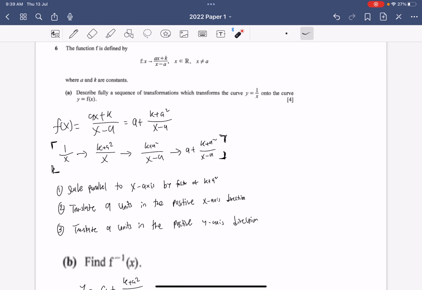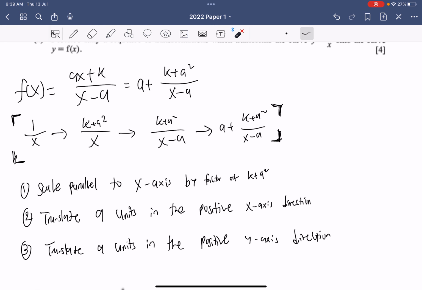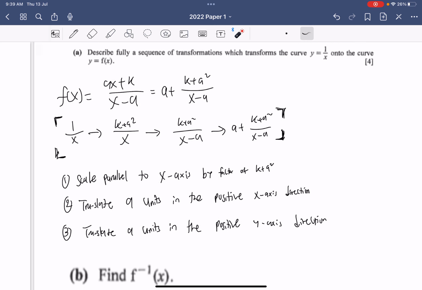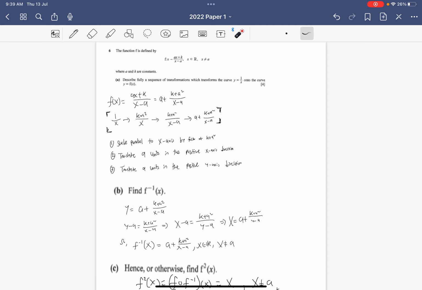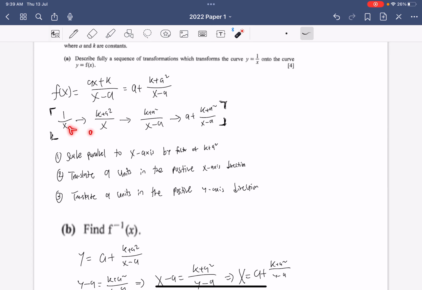You might ask, why is that so? Well, that's because when you translate already, then when you scale, you only change this portion, so you need to take note. It will change the constant as well. So you might as well just scale first, leave the x alone, then scale it with x. So this is the step by step process to getting what we want.